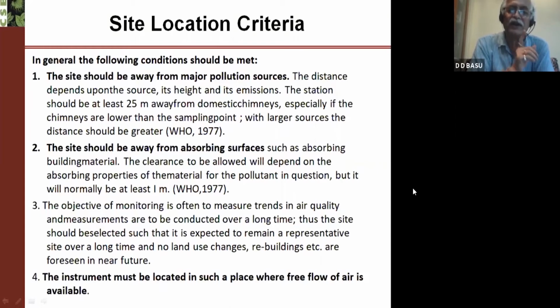There should be at least 25 meters from a domestic chimney, especially if the chimneys are lower than the sampling point. With a larger source, the distance should be greater. That means if a bigger source like a power station is there, the distance should be greater. Even near a DG set, we should not have a monitoring site. The site should be away from a major polluting source, otherwise it will not give the ambient air quality, but will capture the impact of that source.